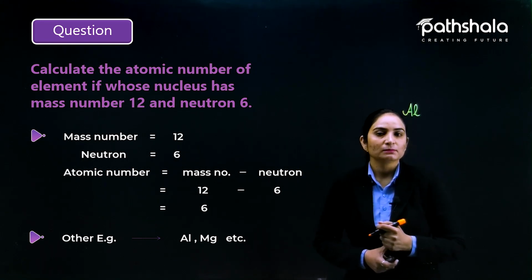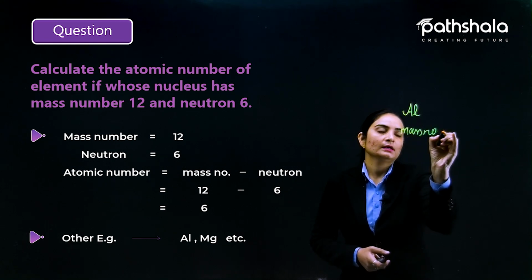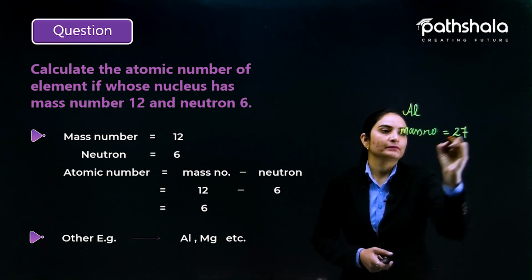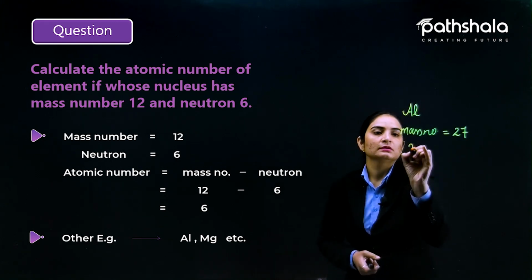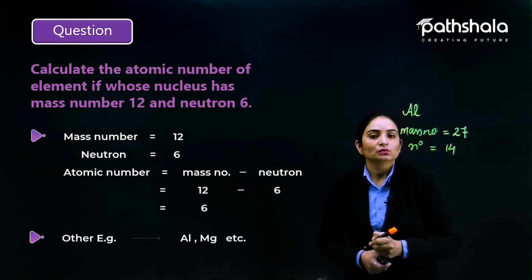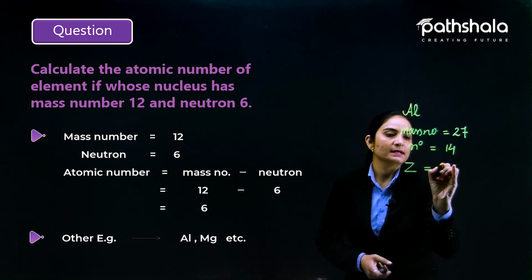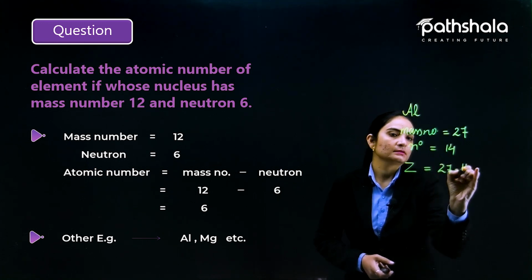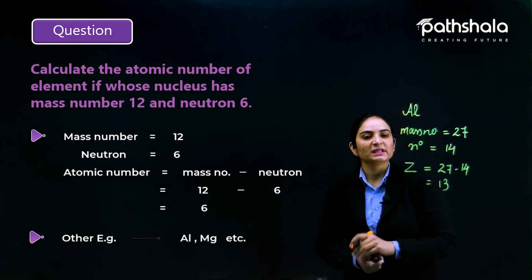So if the mass number is asked, we know that the mass number of aluminium is how much? 27. Fine. And the number of neutrons here is how many? The number of neutrons in this case is 14. Fine. So we need to find out the atomic number Z. Z is equal to mass number minus neutrons. It will be 13. So the atomic number of aluminium is 13.